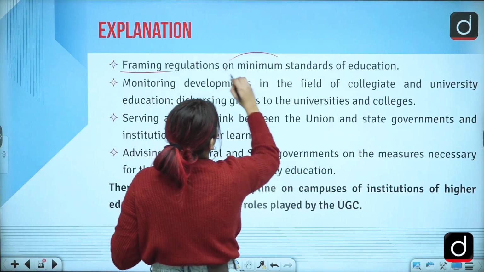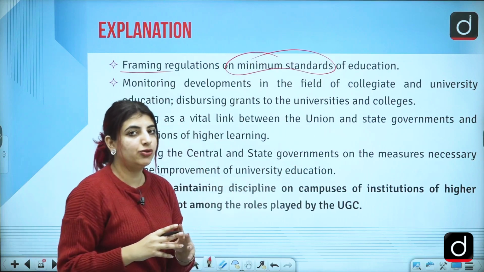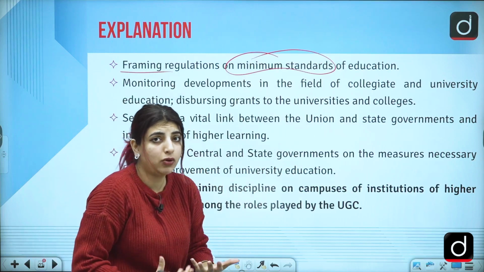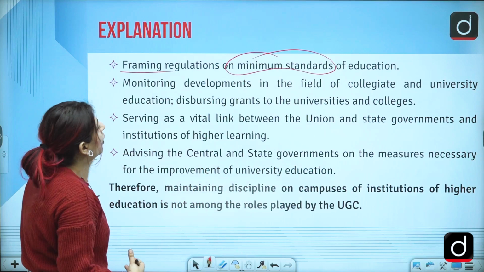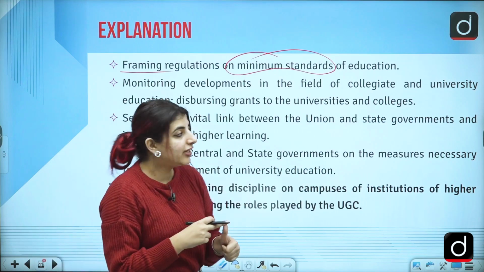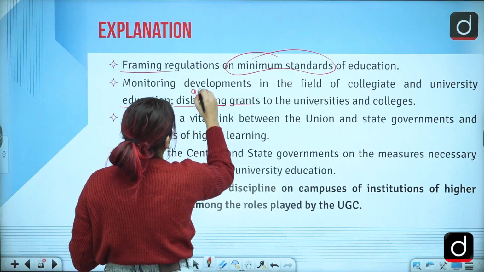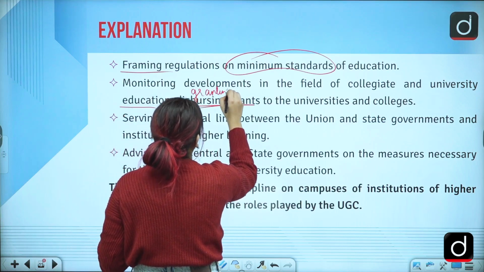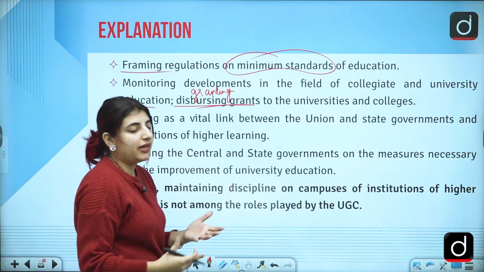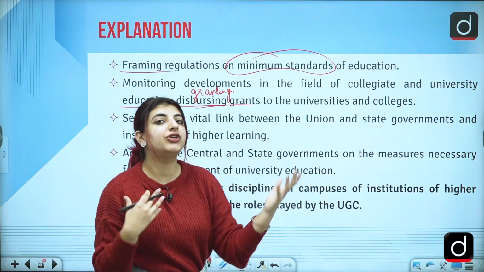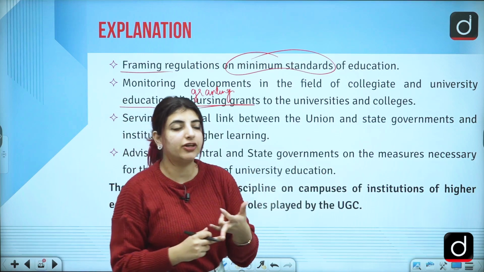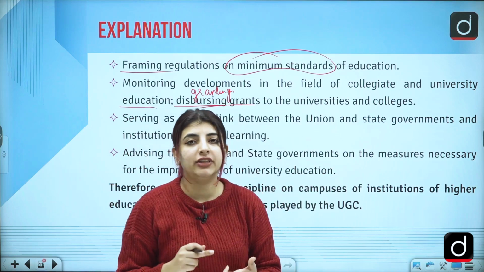Framing regulations on minimum standards of education, that how much a student is supposed to learn from a course when it is taught in the class. Monitoring developments in the field of collegiate and university education. Disbursing, that is granting grants, that is the money to the universities and colleges, right, for any purpose which is related to research or for the teaching or the educational purpose.